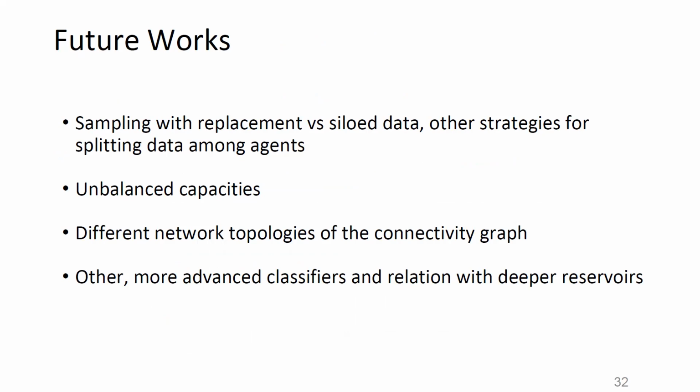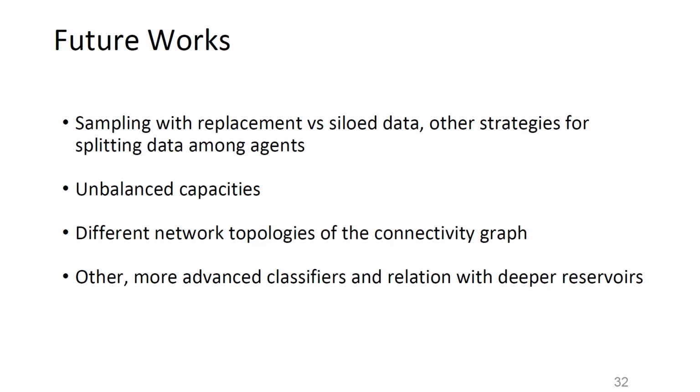Another thing is unbalanced capacities, because now we are supposing that each agent has the same model. In reality, heterogeneous sensors and heterogeneous agents can work together in a cooperative way, and they will have imbalanced capacity. How does this actually affect the computation and the classification problem?